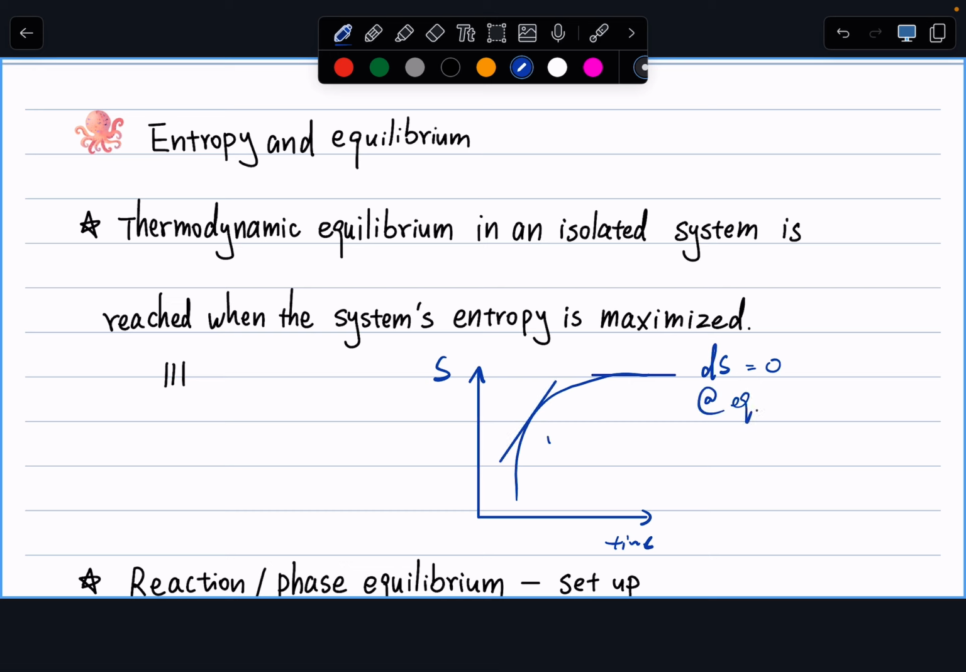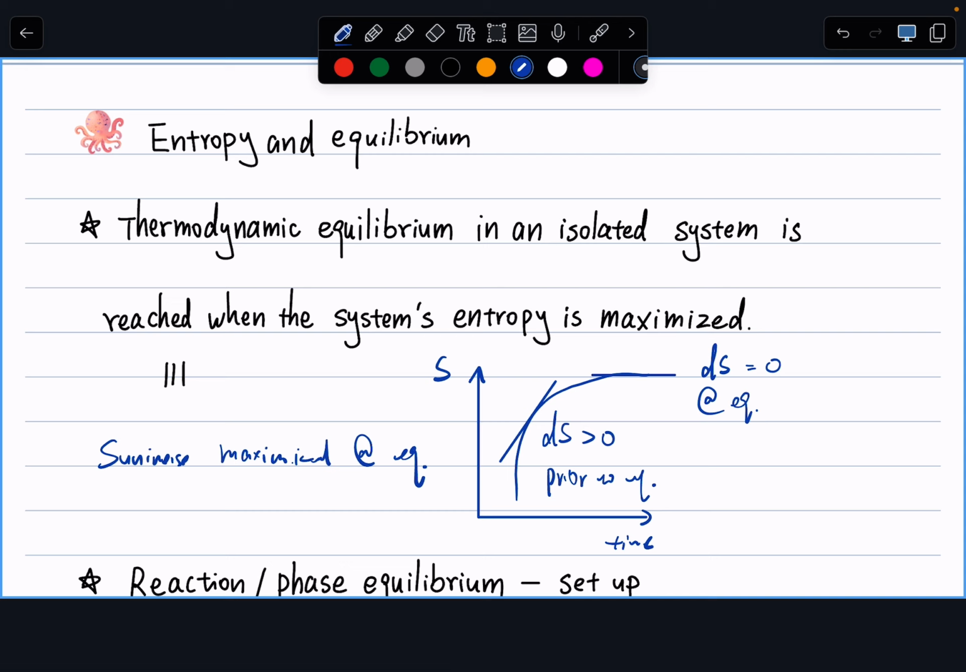And prior to equilibrium, you have dS larger than 0. Or the other way to put it is, if we're taking the universe into consideration, we have S universe maximized at equilibrium. All right, so that's a review.